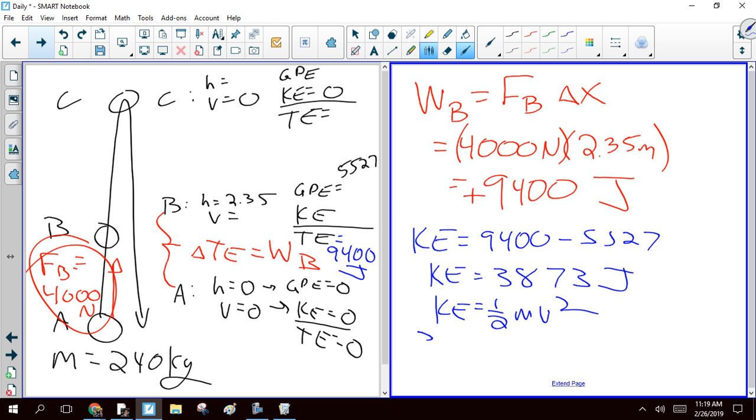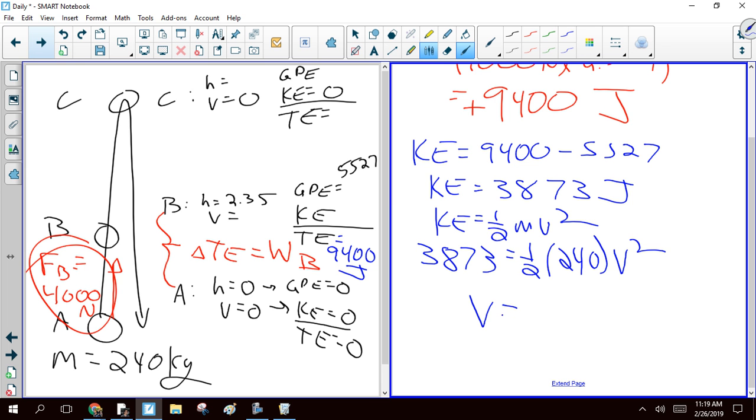So the kinetic energy is 3873. That's got to equal half of the mass times v squared, and solve it. And your velocity turns out to be a number that I don't know, but I have a calculator, and it's 5.7 meters a second.